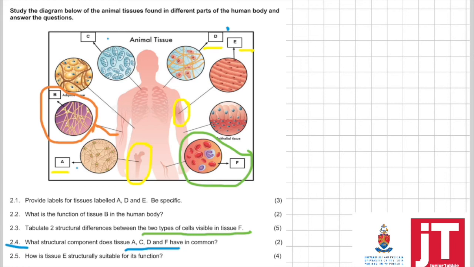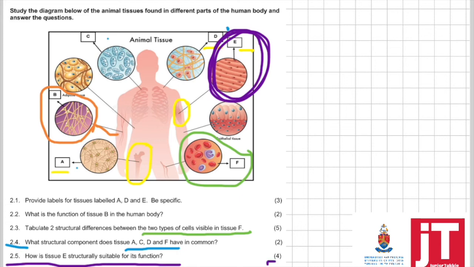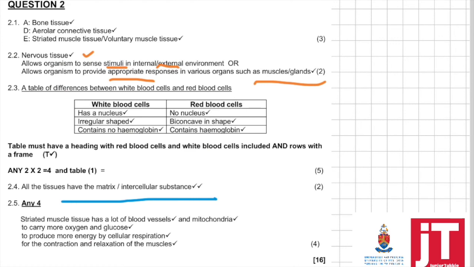Now, the last question that we're looking at is 2.5. How is tissue E, there's your tissue, we already did that, that's your muscle tissue, striated muscle tissue, structurally suited for its function? For 4 marks. Now, if you look at your memo, we know striated muscle tissue, all muscle tissue, is red.